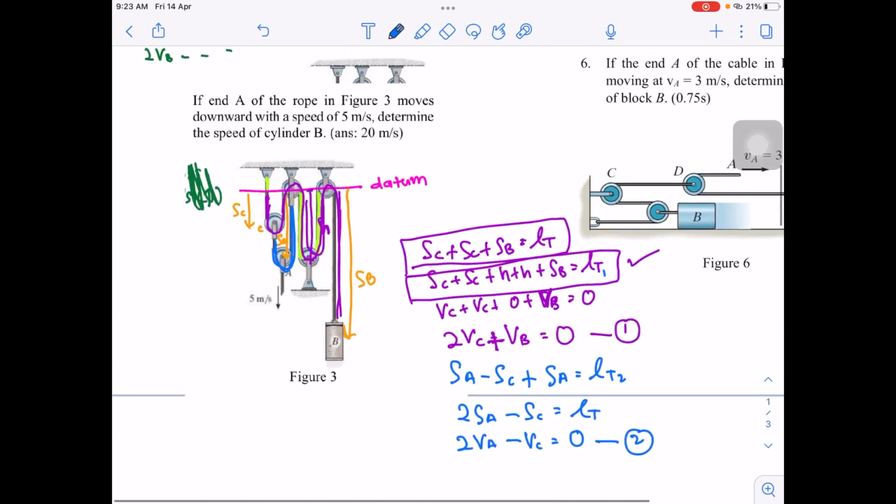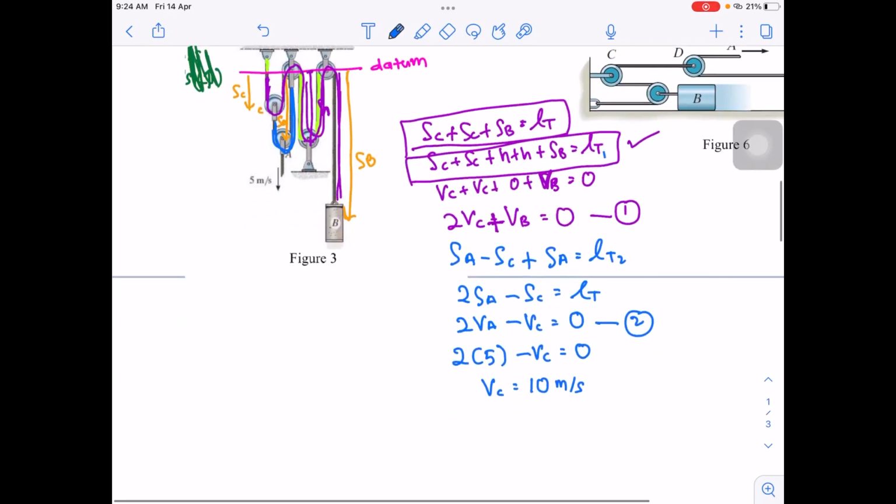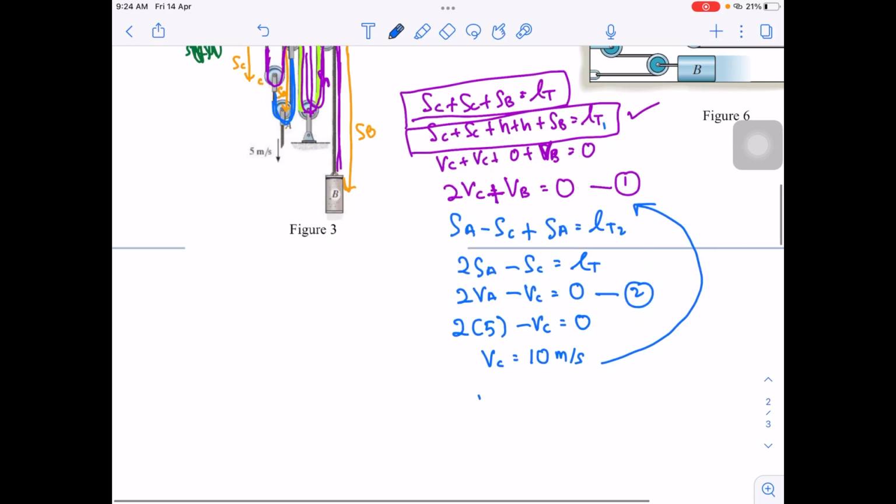Divided by what? A goes to the bottom, 5. So just substitute 2, 5 minus VC is equal to 0. So your VC is equal to 10 meter per second. Okay, so put this VC here. So you get VB is equal to minus 20 meter per second, or 20 meter per second going up. Alright.